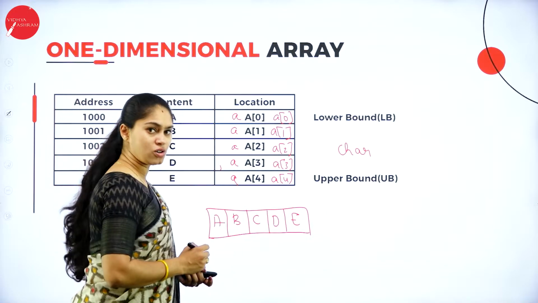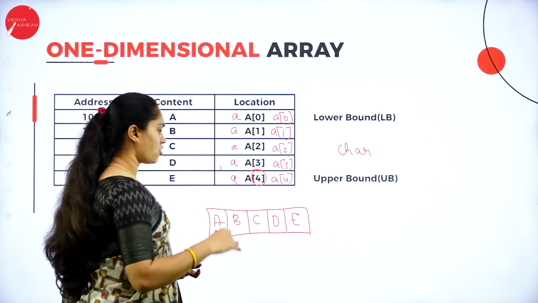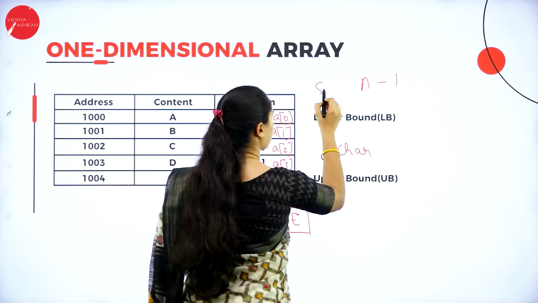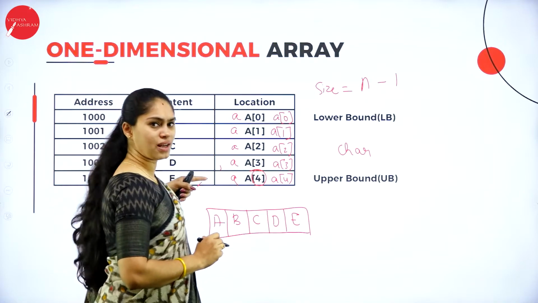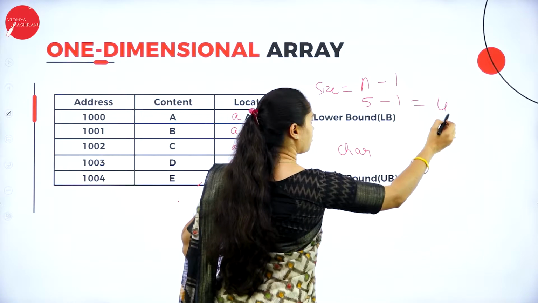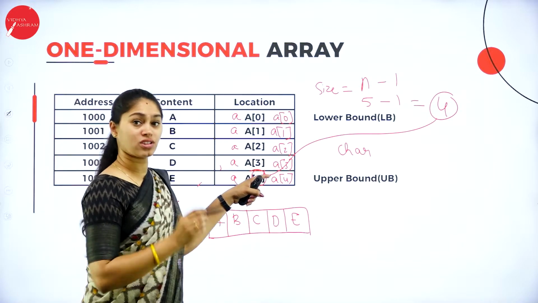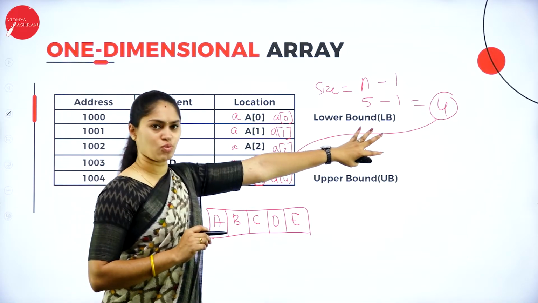And always you need to remember the maximum index of an array is always n minus 1. N in the sense number of elements. How many elements do I have? 5 minus 1, so that it will be 4. At most it can store only up to the 4th location, but it will start with 0. But the maximum will be 4.